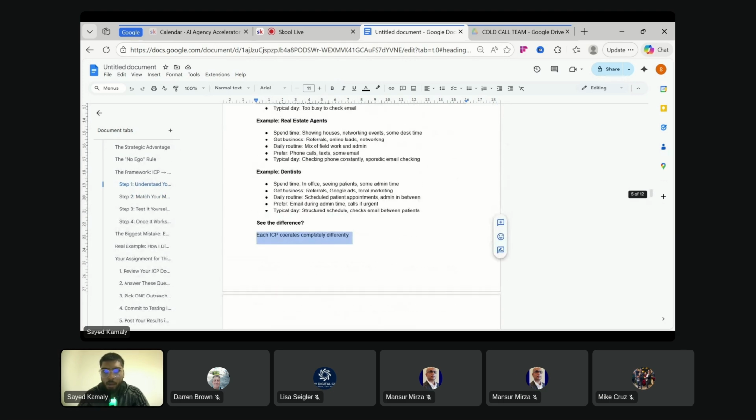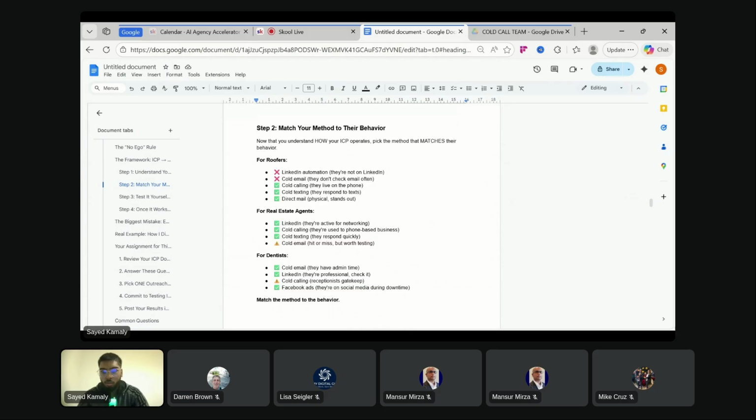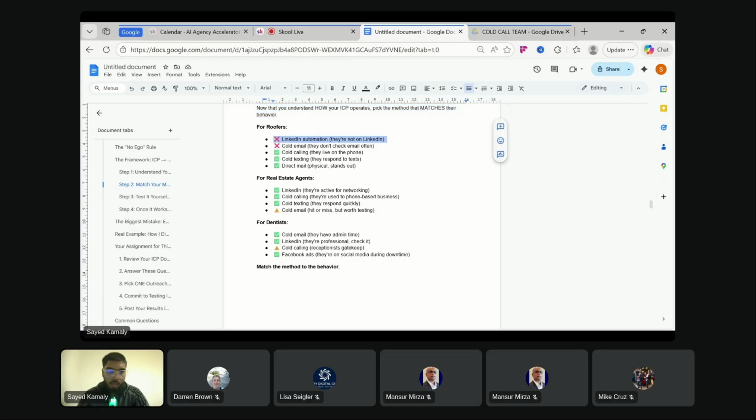Now, once we've mapped all of this out, the next thing I want you guys to do is match your method to their behavior. Match your method to where we know they are spending most of their time. Now you know how your ICP operates, pick the method that matches their behavior. So for roofers, like I said, we're not going to try and meet them on LinkedIn or meet them on cold email. We're going to try and meet them in cold calling. We're going to try and meet them by cold texting them. We're going to try and meet them by sending them direct mail.